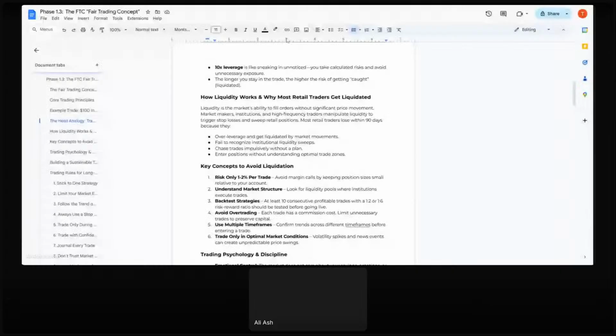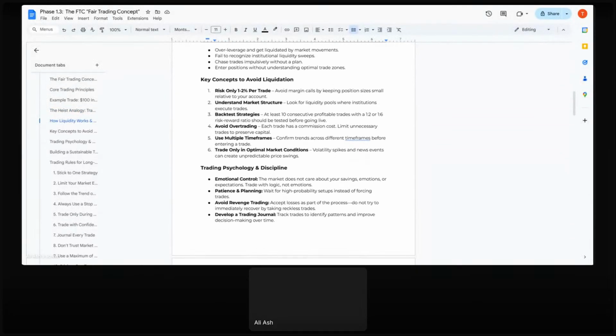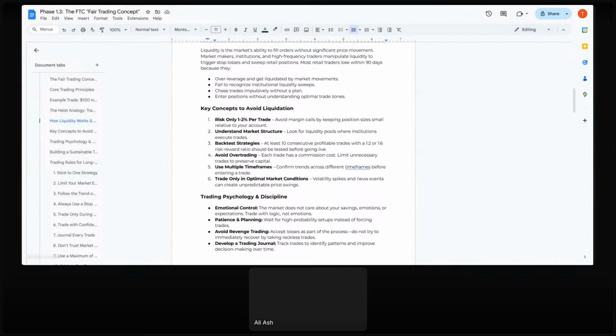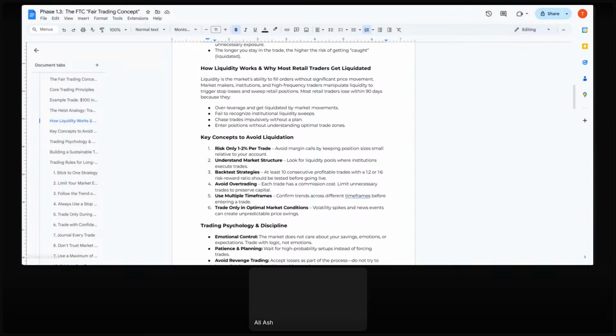So coming back to the topic, are we done with this? Yeah. Okay. Key concept to avoid liquidation: risk only 1 to 2% per trade. So out of your total capital, total balance, you should only trade up to 2% per trade. If you know how the market is working, you know the inside liquidities, you have an optimal trading area, trading level, then you can trade up to 5%. But I would only say to risk 1 to 2% per trade.